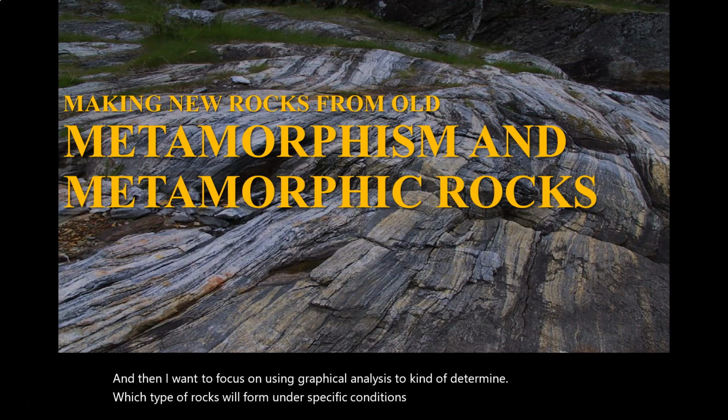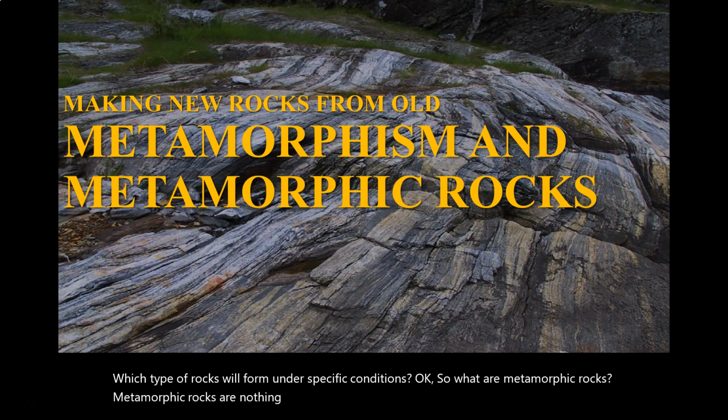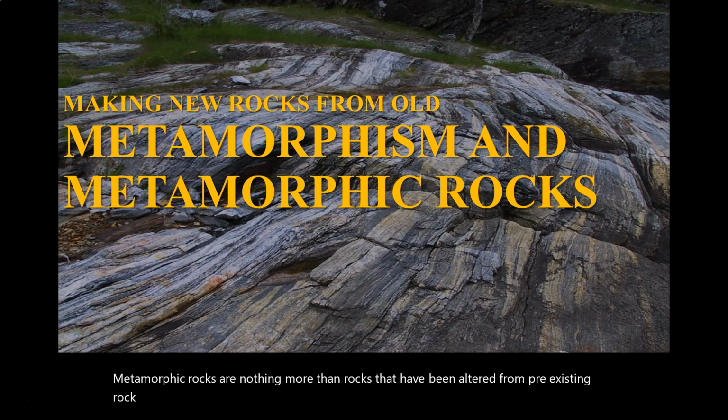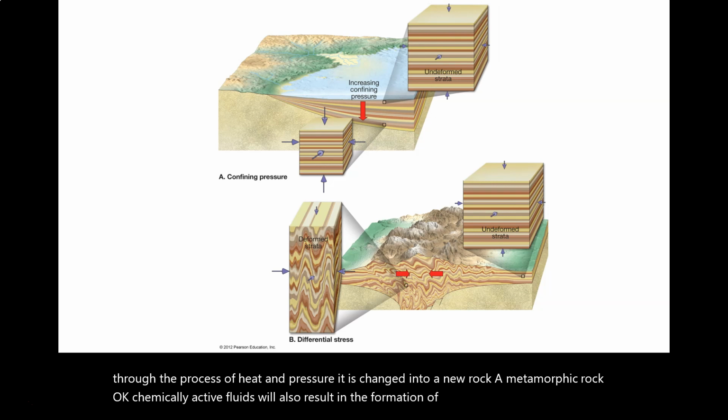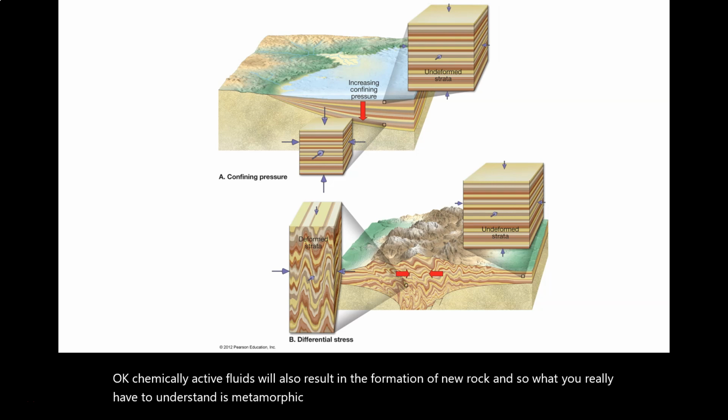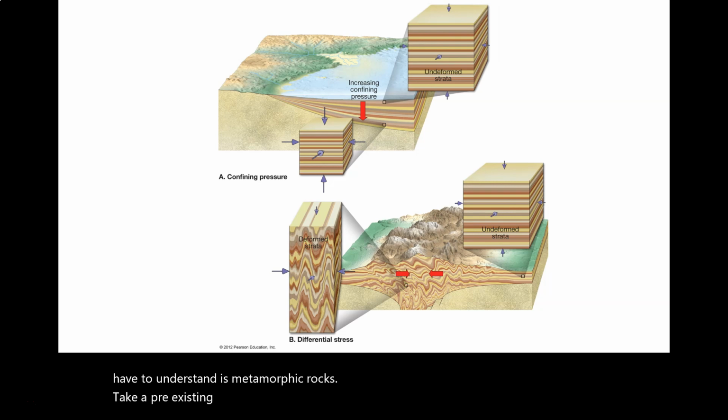Okay, so what are metamorphic rocks? Metamorphic rocks are nothing more than rocks that have been altered from a pre-existing rock into a new rock. That pre-existing rock, of course, is referred to as the protolith, and through the process of heat and pressure, it is changed into a new rock, a metamorphic rock. Chemically active fluids will also result in the formation of new rock, and so what you really have to understand is metamorphic rocks take a pre-existing rock and change it into a new rock.